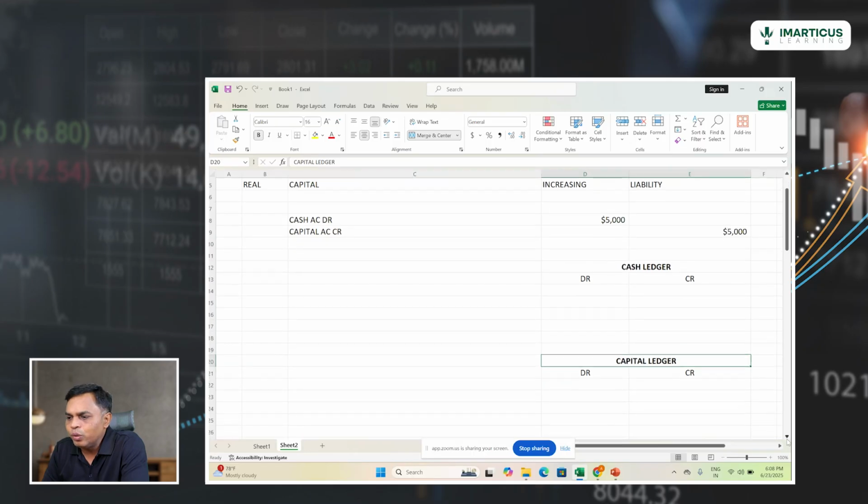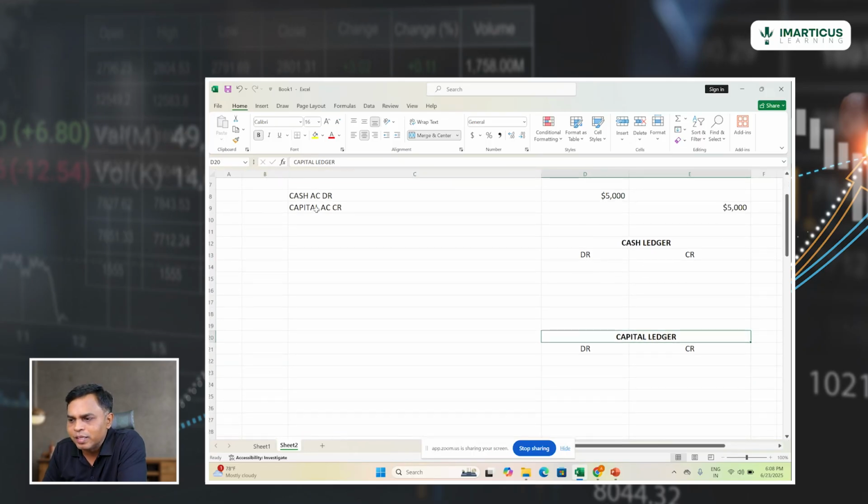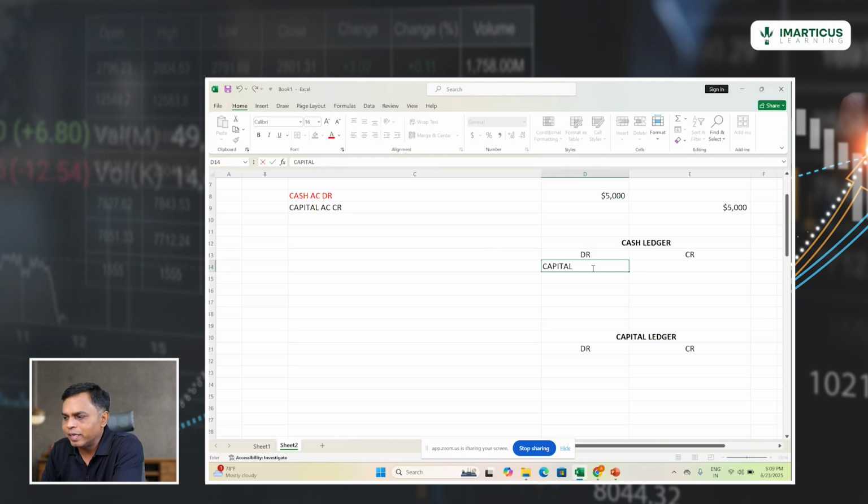Now let's see how to post the journal entries to the ledgers. First I'll talk about the cash account. In the cash account, the entry is on the debit side. So when you are posting to the ledger, the entry should come on the debit side, but you mention the name of the other account. Let's say I say capital and debit of $5,000. And in the capital ledger, it's on the credit side, but you put the name as cash.